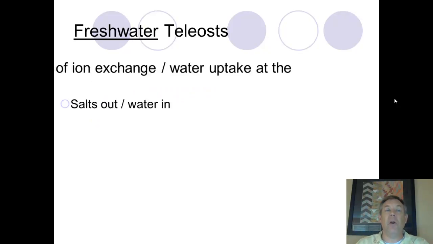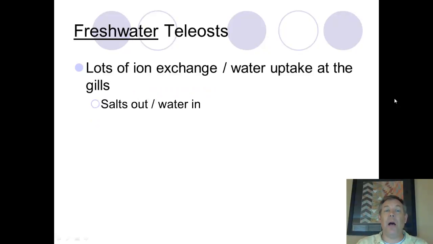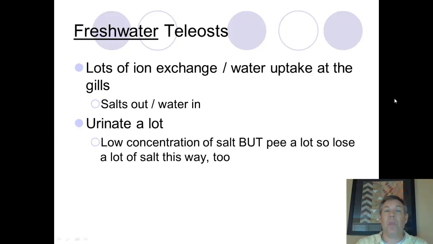So in a freshwater teleost, you've got a lot of salt leaving the gills and a lot of water coming in through the gills. So consequently, freshwater fish urinate a lot. Anybody that fishes has experienced this. You catch a fish, you pick it up, and as you're taking it off the hook, it pees all over you. That's because they pee all the time, because they're constantly taking in water.